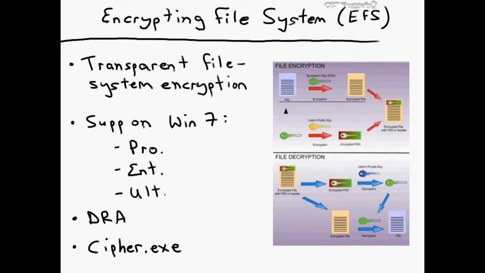First, we'll have a look at Encrypting File System, or EFS. EFS is a transparent file system encryption method. Transparent because a user can encrypt a file such that only that user can view it. Nobody else, regardless of NTFS permissions on that file or shared folder permissions, would be able to read it.